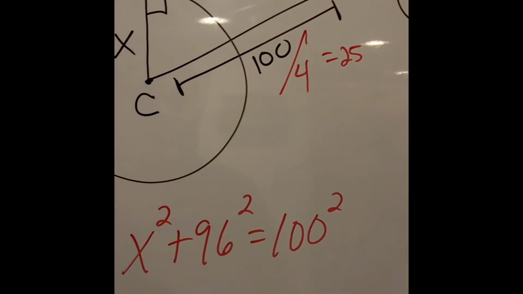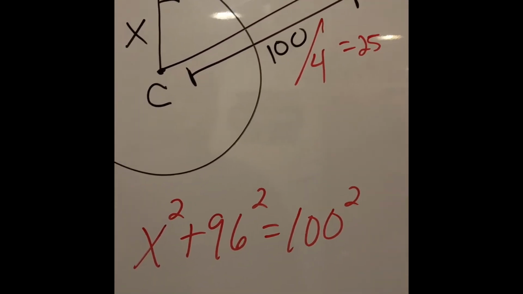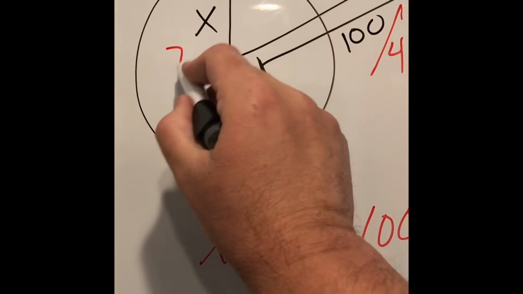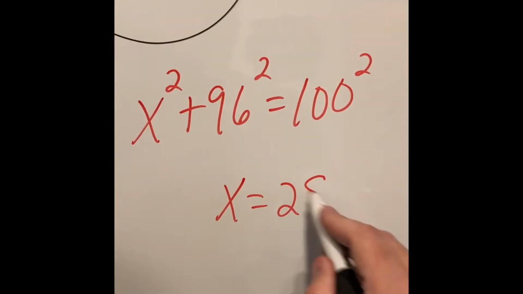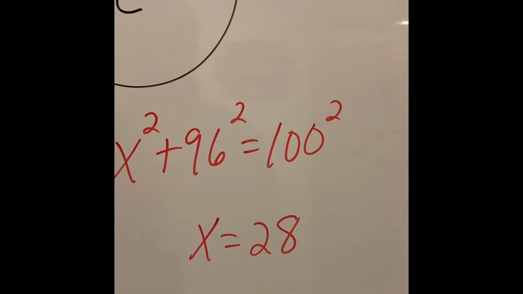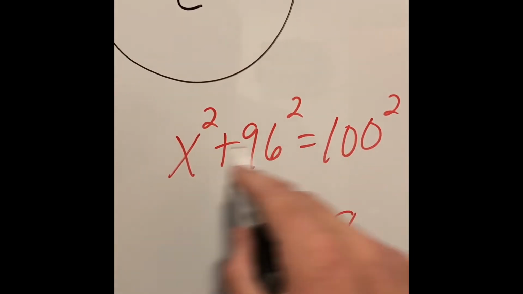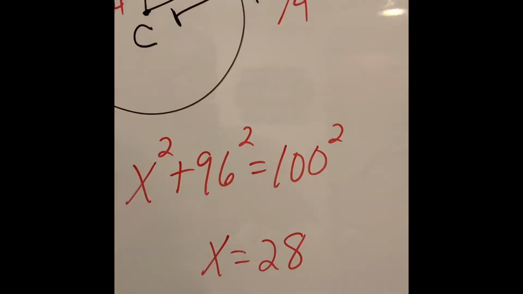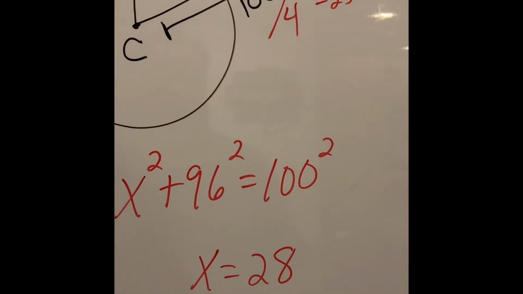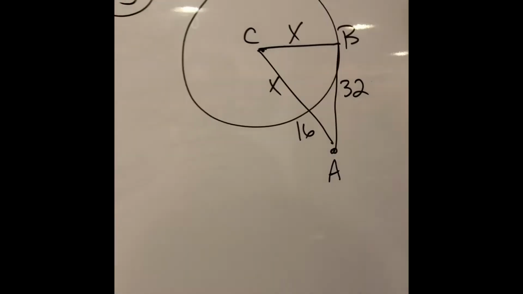That means this is a 7, 24, 25 family. So for x, if I just take 7 times 4, x is going to equal 28, okay? Now, you could work through this with the Pythagorean theorem, or if you know your Pythagorean triples, x is going to equal 28, all right?